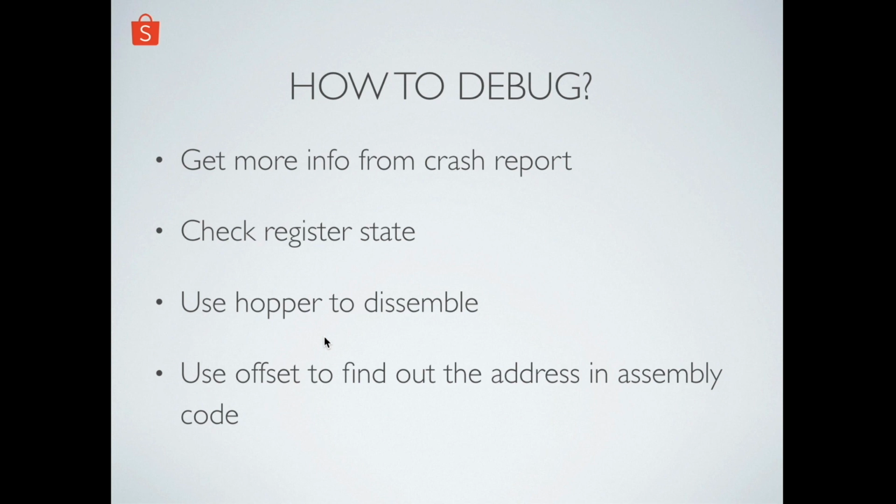For this kind of memory issue, how do we debug? Actually, there are some tricks. First of all, we can get more information from crash reports. A crash report contains much more than the stack trace. We can find clues from the exception type, the register state, and the address offset for the assembly code. We can use Hopper to disassemble.